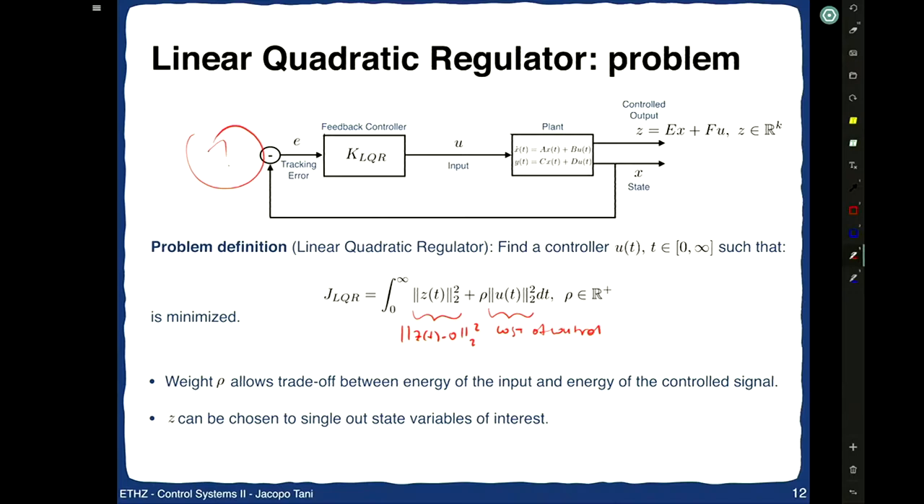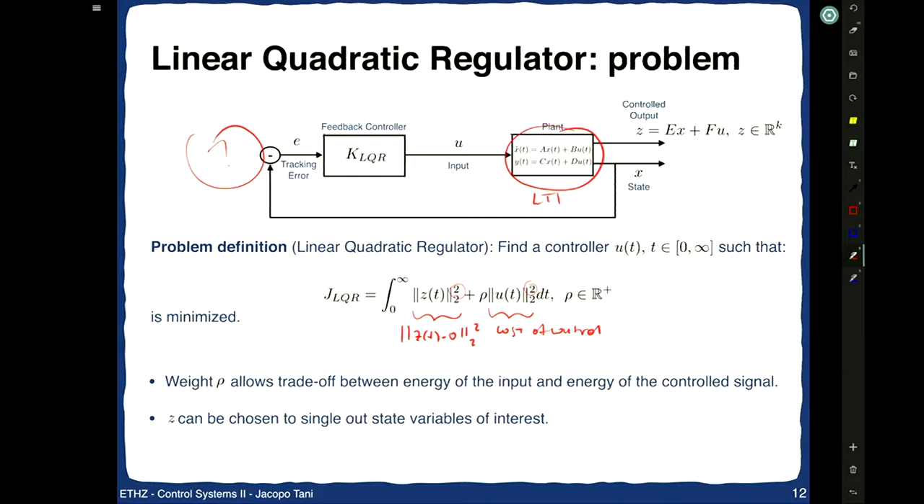It's linear because the system is linear. It's x dot equals Ax plus Bu. This is a linear time invariant system. It's quadratic because the cost function is quadratic. It's based on squares of 2 norms, and we will see today what it means to have a quadratic form and why it is relevant. And it's a regulator because we're trying to solve the problem of regulation, that is tracking a 0 reference, basically.